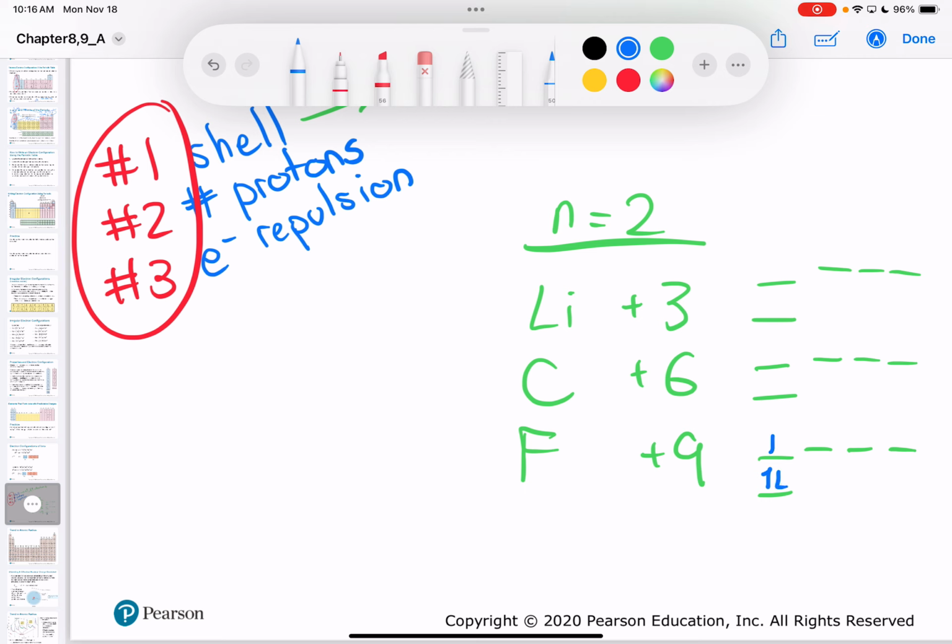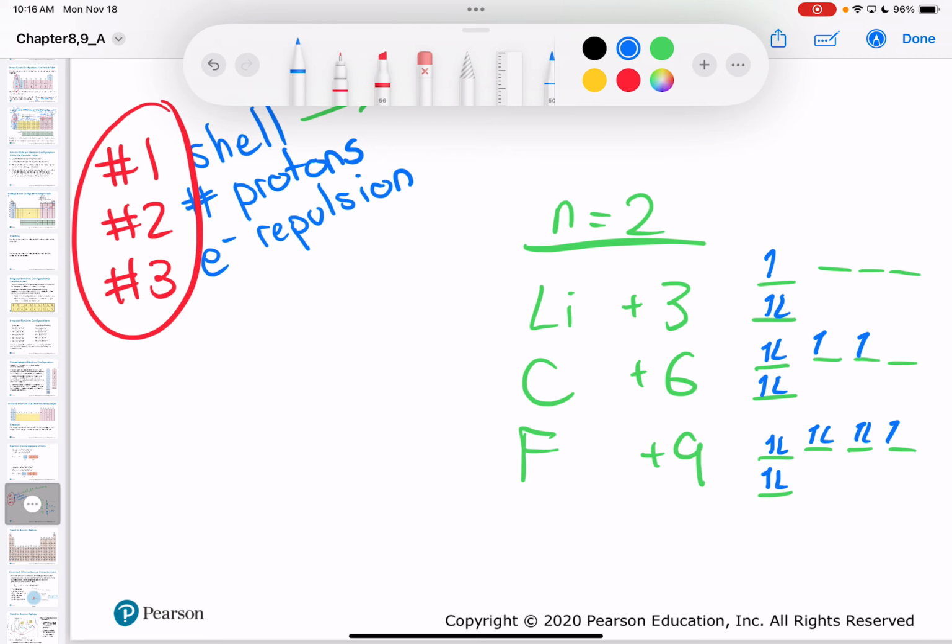Yeah, so 1s, 2s, 2p, so that's what fluorine looks like. Carbon looks like this, and lithium looks like that. They're all in n equals 2, so we've already checked off number 1. We already know they're in the same shell, so we're not going to use that for comparison because they're the same. So let's go down to the number of protons.